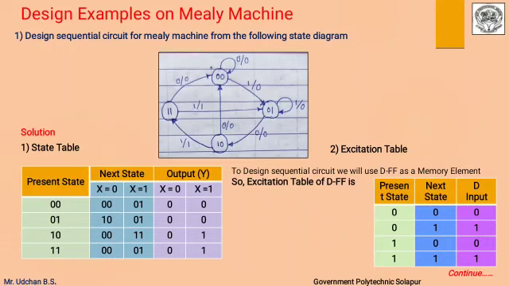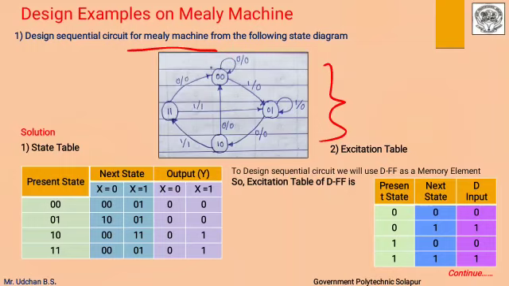So here we have to design the sequential circuit for the Mealy machine from the following state diagram. This is our question. This state diagram is our question. From this state diagram we have to design a sequential circuit for the Mealy machine.